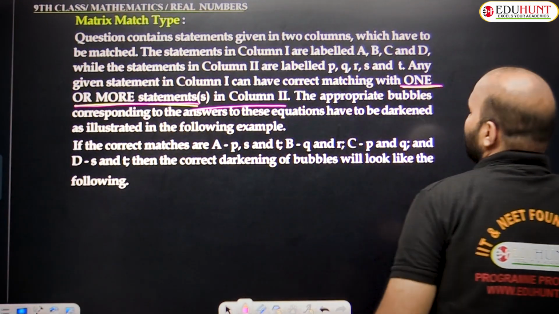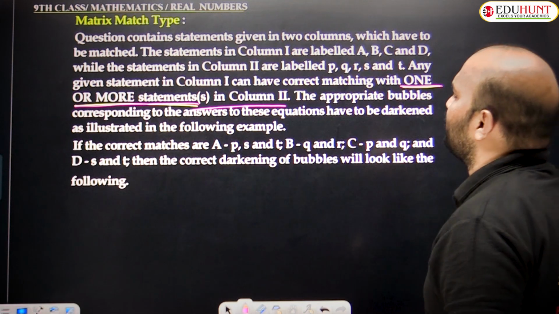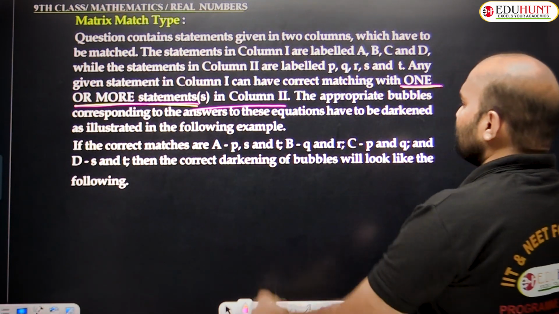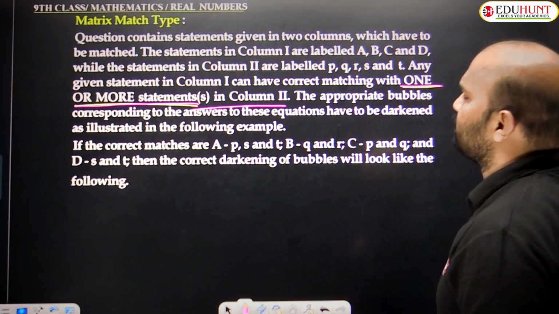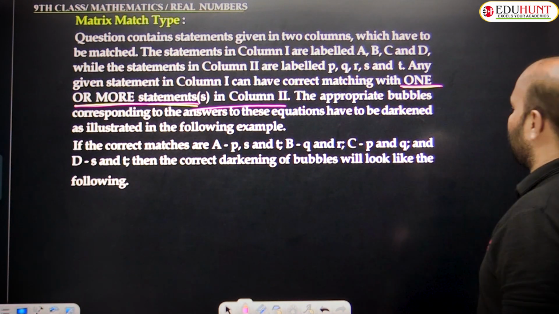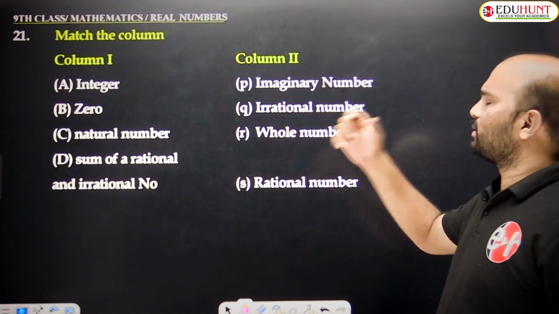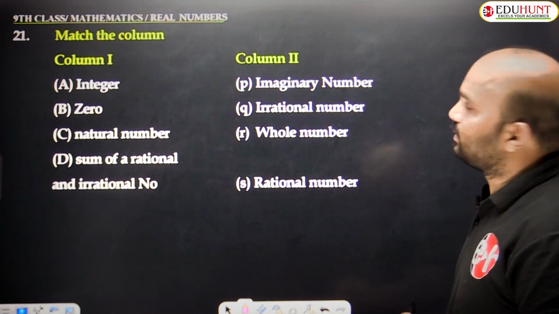The appropriate bubbles corresponding to the answers to these questions have to be darkened, as illustrated in the following example. So one or more options are possible. Clearly we need to notice that.